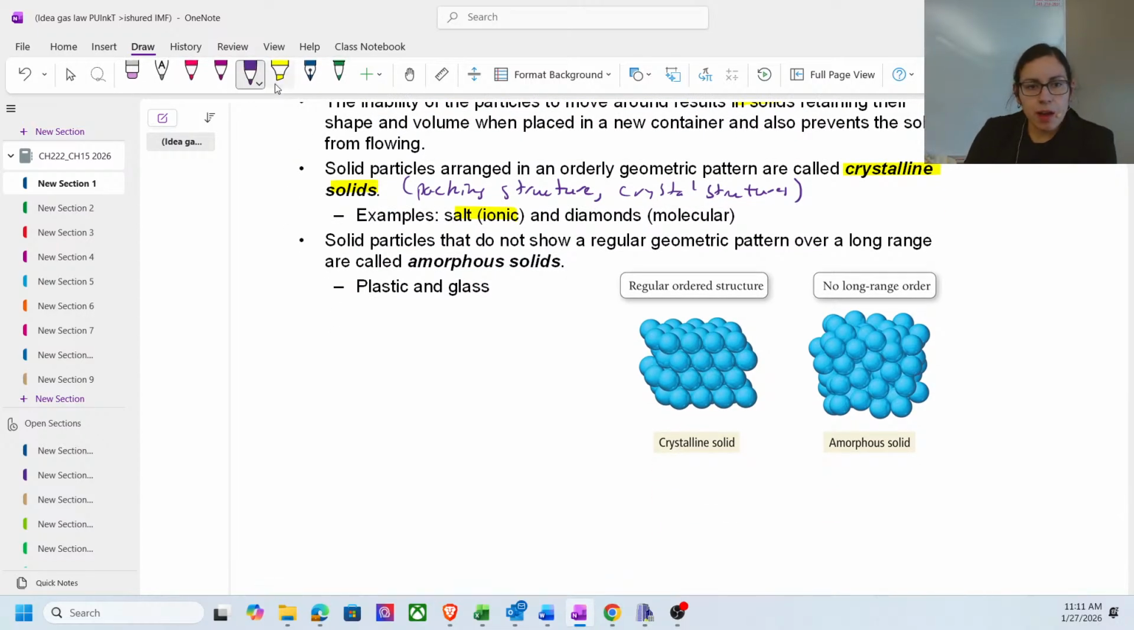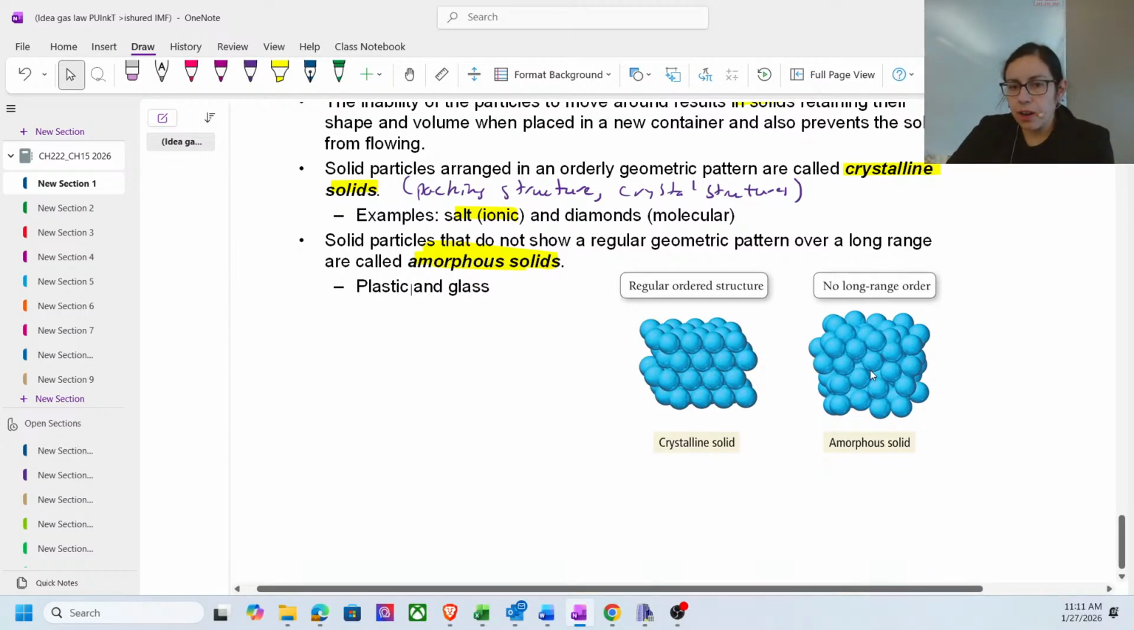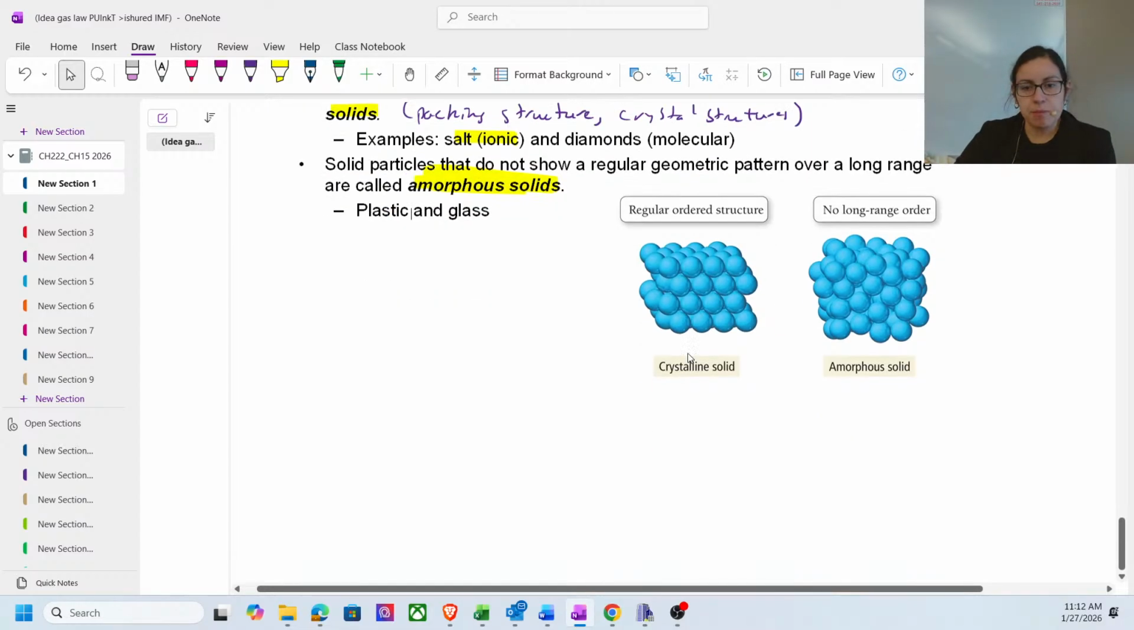We do have solids, though, that do not have nice regular packing structures, and those are called amorphous solids, such as plastic or glass, where there's no true crystal. So no long range order, versus a regular ordered structure. But we'll take a look a little later at what that means.